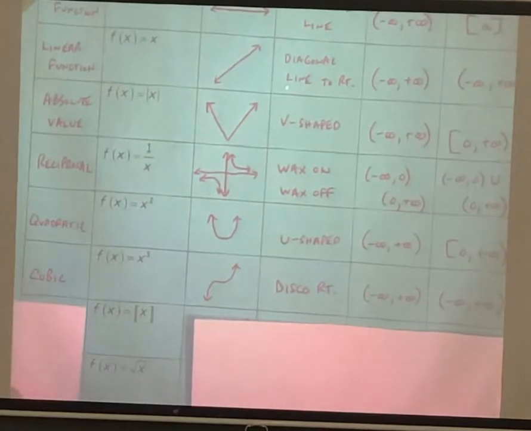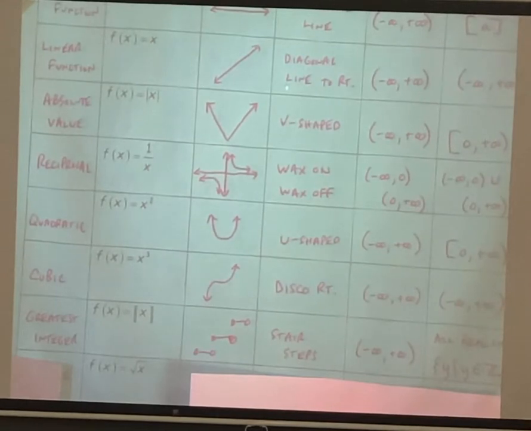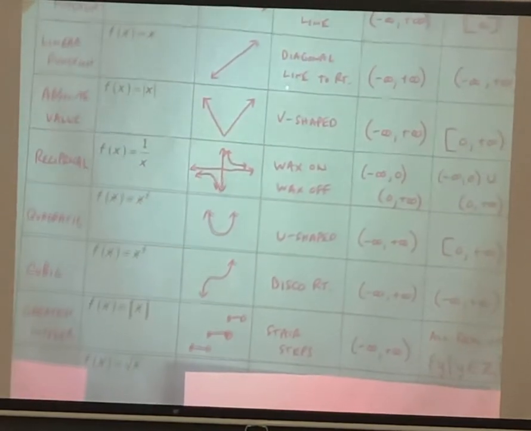So disco right is our cubic. Next one's our greatest integer. Greatest integer is our stair stepper. So it's closed circle to open circle going left to right. Looks like stair steps. The one thing, and this was asked in the Zoom class, is how to write the range.